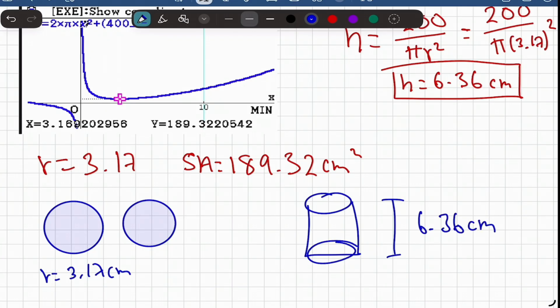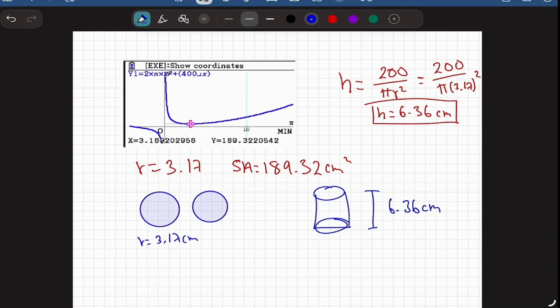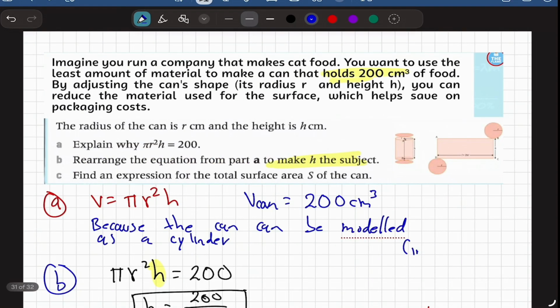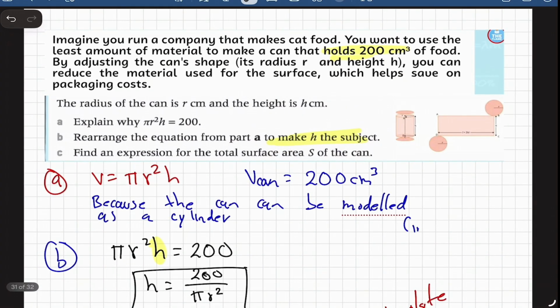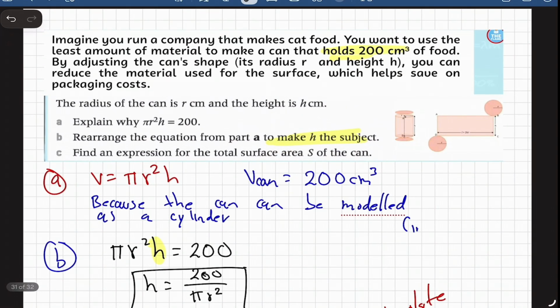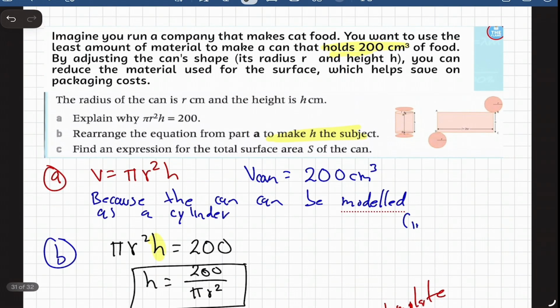Okay, if we build a cylinder following this, we can have a cylinder with what? With 200 centimeters cubed, to hold the food, and at the same time using the least amount of material. That is the meaning of optimization. And that's it.